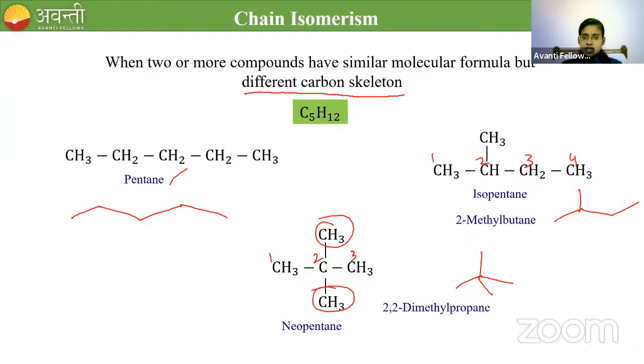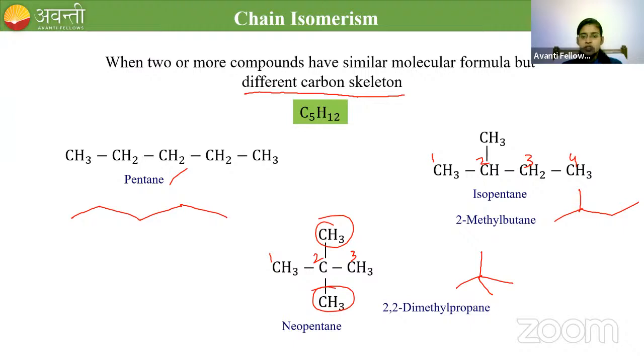Are you all able to understand? Can you all understand what is meant by different carbon skeleton? Three compounds having same molecular formula but different carbon skeleton are called chain isomers. Shall we go for the second type?